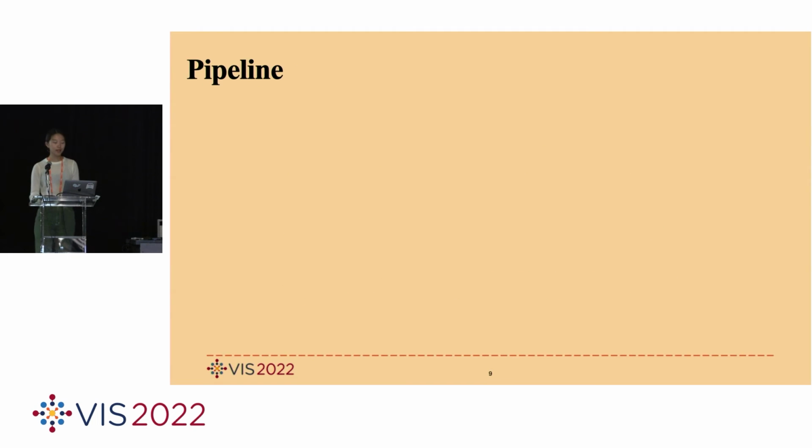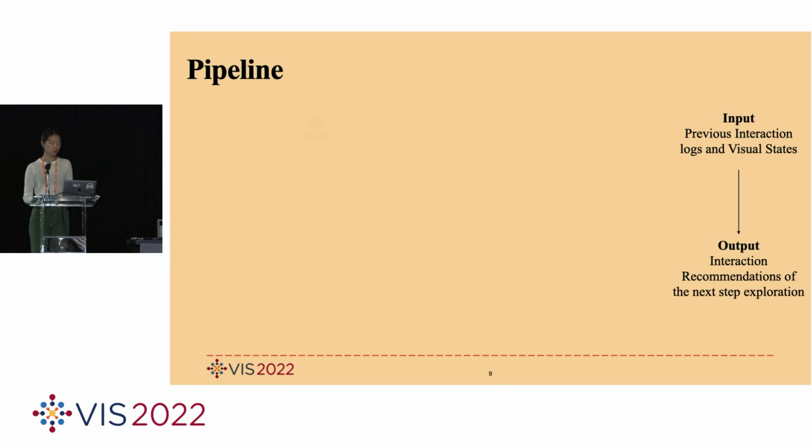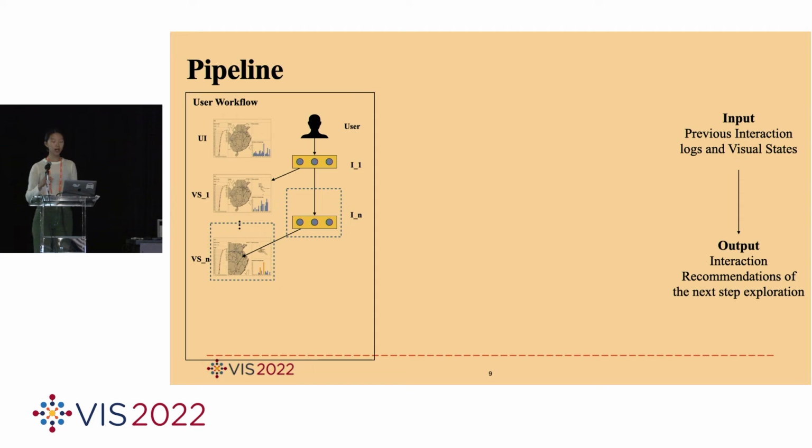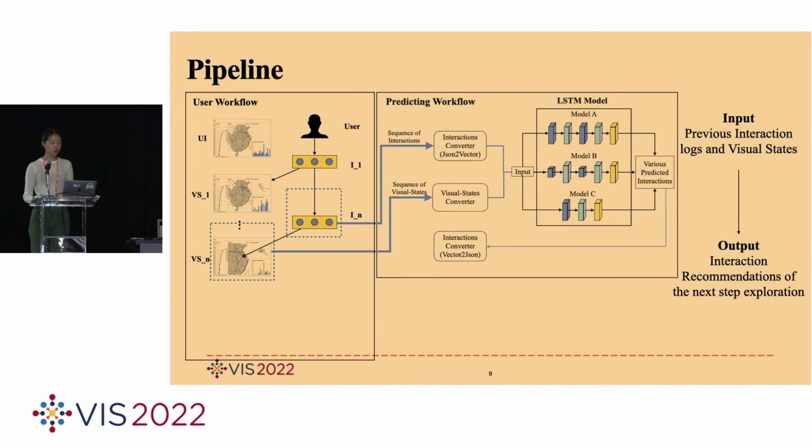The model performs as an end-to-end pipeline with users' previous interaction logs and visual states as the input and the recommendations of the next step as the output. In the user's workflow, each time a user makes one interaction, the system will collect the interaction and visual states and then transform them into numerical vectors. In the predicting workflow, the pre-trained models receive the data and output the predicted vectors. After being converted into the JSON data structure, the recommended interactions will be sent back.